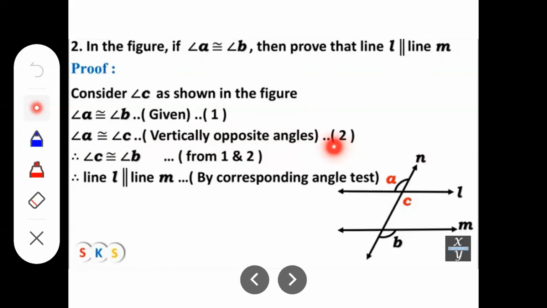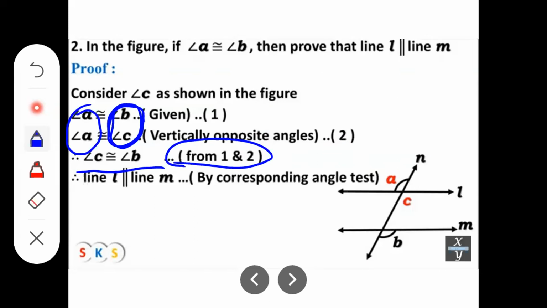Now see carefully equation 1 and equation 2. The LHS of both the equations is the same, is equal. So the RHS will be equal to each other for both the equations. So angle C is congruent to angle B. We can write it from equation 1 and 2. If LHS is equal to LHS, then RHS is equal to RHS.